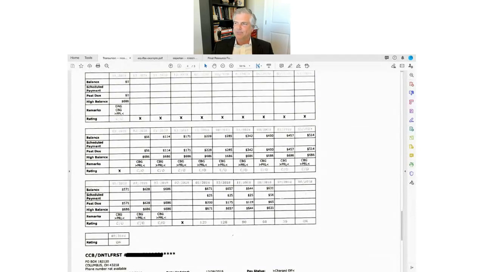But look at September 2018. Now we're 30 days late and we're missing the data. So that would definitely be something I would dispute. I'd say, hey, TransUnion, in September 2018, you don't list the balance, the scheduled payment, the past due, the high balance, the remarks. You just put a 30-day rating on there. And same thing for August 2018.